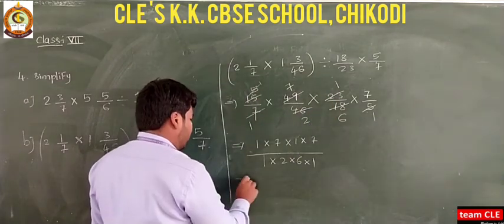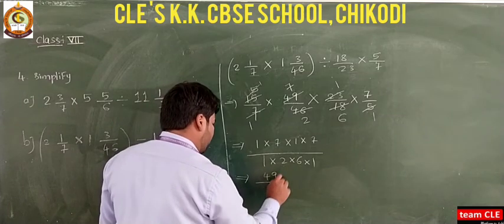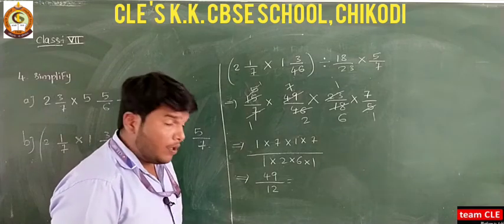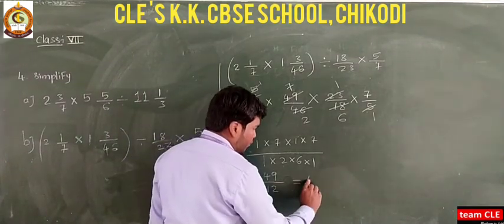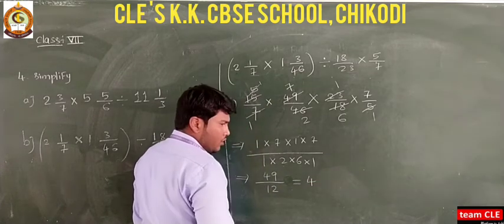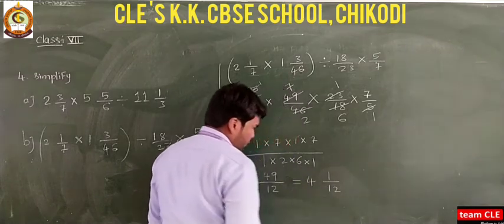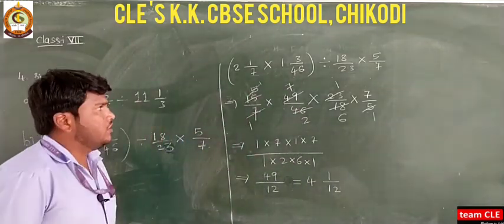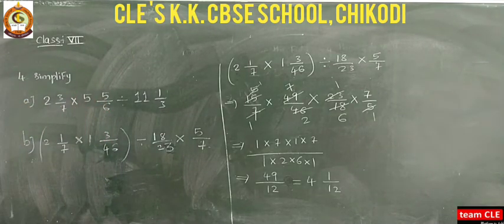So just multiply this. You are getting 7 sevens are 49 and 6 twos are 12. Okay, this is an improper fraction, convert it into a mixed fraction. 12 fours are 48, remaining is 1 divided by 12, that is 4 integer 1 by 12, your required answer. Okay, these two problems you note down, and some more two problems are there. You have to solve by yourself and send me on my WhatsApp number.